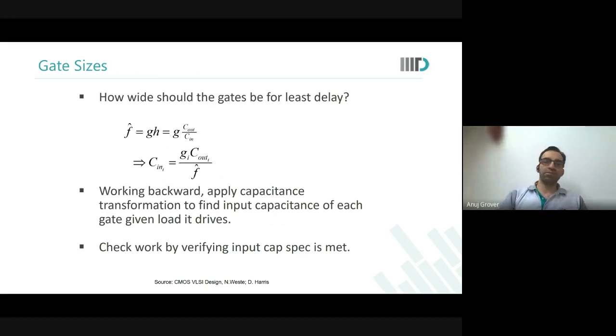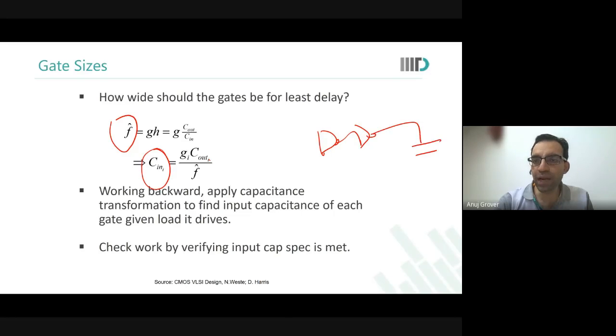So we already saw that if I know the effort involved in any particular stage, then I can find out the C in if I know C out. So in any chain, I know the final C out and I know the initial C in. I do not know the sizes of the intermediate gates, but since I know the final C out, I know what gate is there, so I can always estimate the size of it.